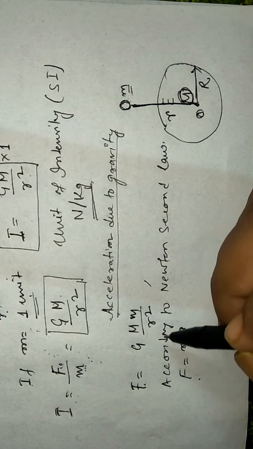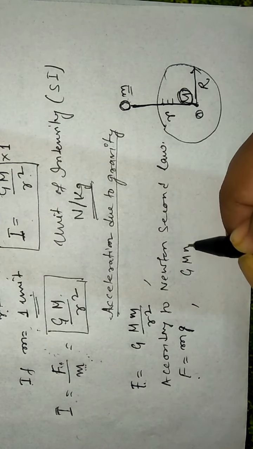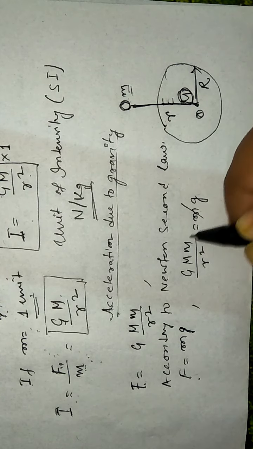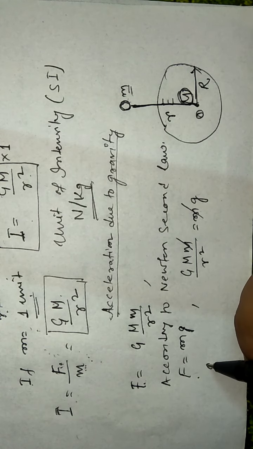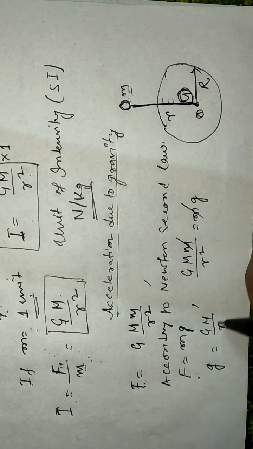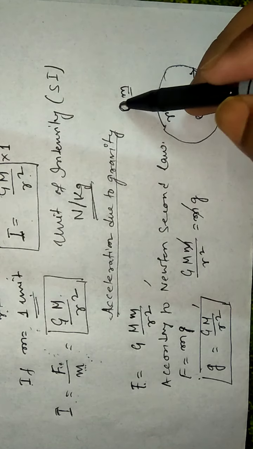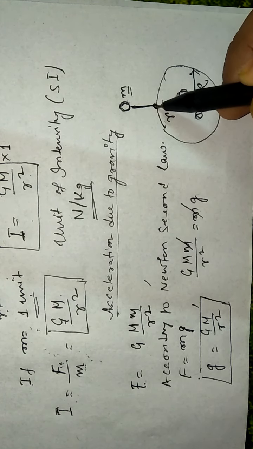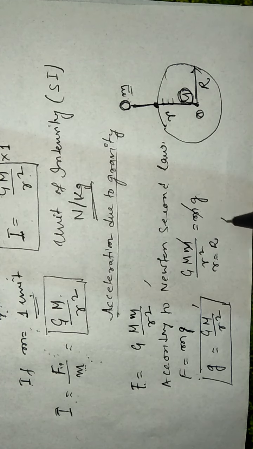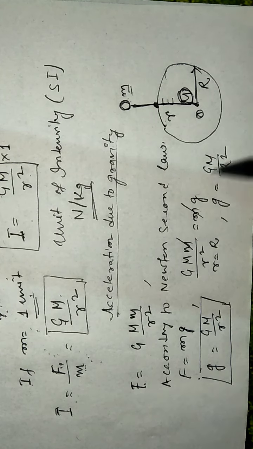Now if you combine these two equations, what do you get? G capital M small m divided by r squared is equal to mg. So this small m cancels, and we can write that g is equal to GM divided by r squared. This is the value of acceleration due to gravity. Now if this body is placed on the surface of the earth, then small r is equal to capital R, and g equals GM divided by capital R squared.